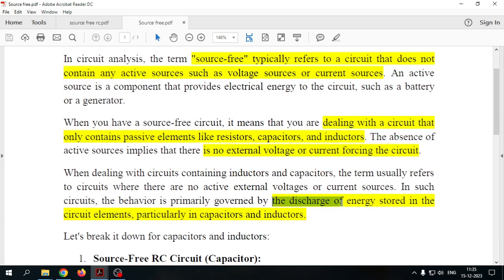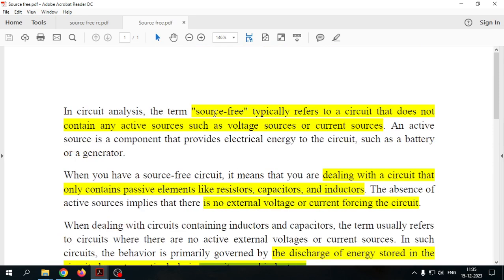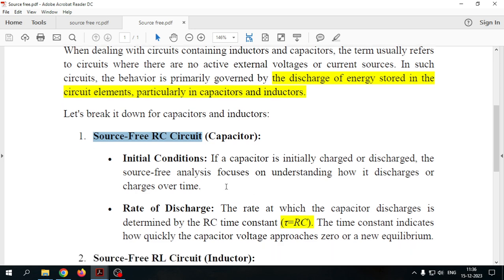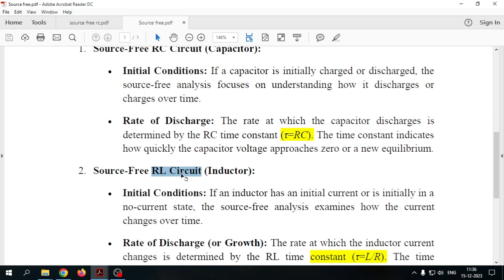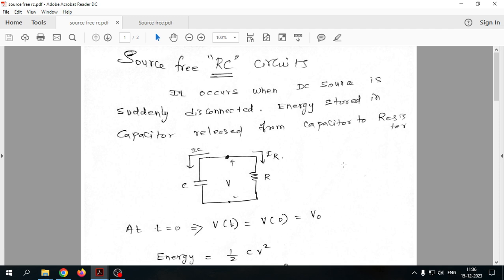So that is what we are going to calculate: the discharge of energy stored in circuit elements. Elements could be capacitors and inductors. With capacitors and inductors, what are the types of source-free circuits available? The first one is the source-free RC circuit, which has only capacitor and resistor combinations. The other is the inductor and resistor combination, called the source-free RL circuit. First let us consider the source-free RC circuit, and from there we will extend our discussion to other types of source-free circuits.